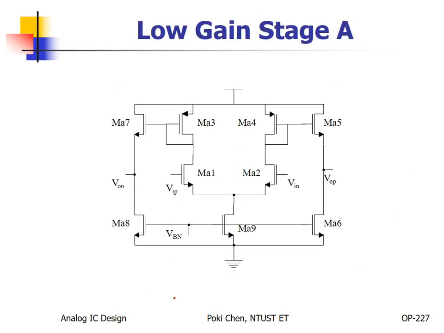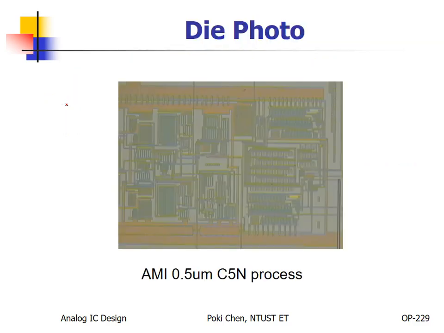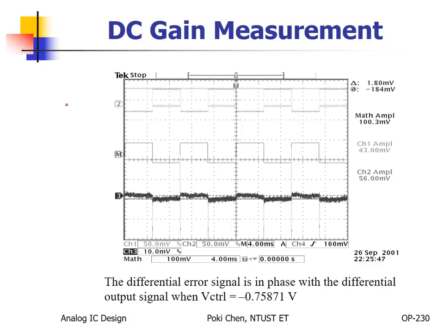Anyway, let's go to the results. There's some kind of real implementation with AMI in Austria, I guess. AMI 0.5 micron CMOS process. Okay, that is some kind of die photo. And this is the DC gain measurement.